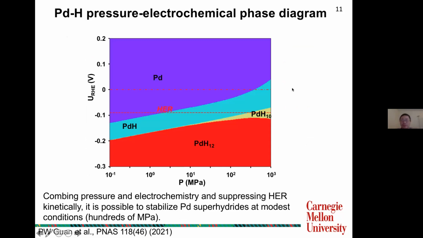So using the energies of the different stable structures, we calculate the phase equilibrium of this system under pressure and electrochemical conditions, and then we get this diagram. And we found that if we can combine these two conditions and suppress the HER, which is represented by this dashed line here, then it's possible to stabilize palladium superhydride under these conditions, at about hundreds of megapascal. No, sorry, it's millions of Pascal. Yeah.